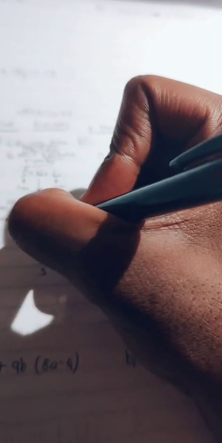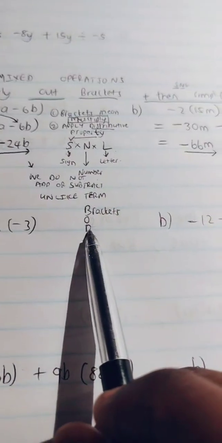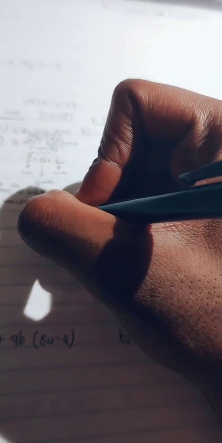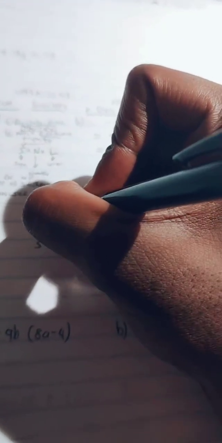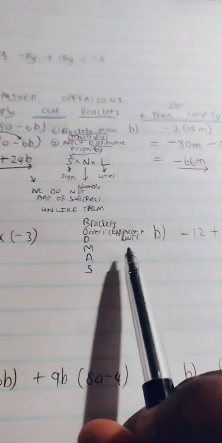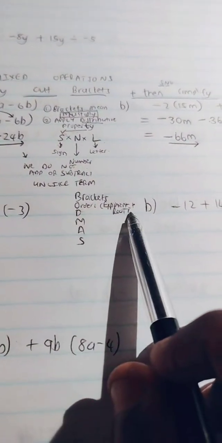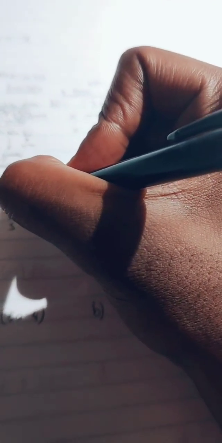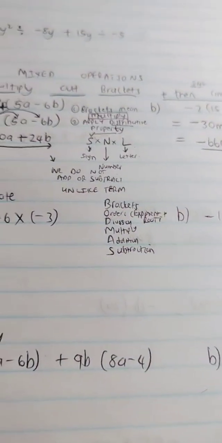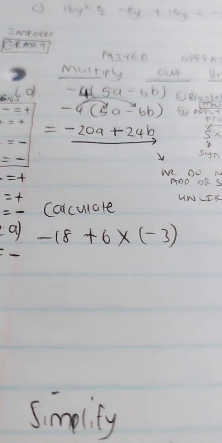It says whenever we are given those, we always start with the brackets. Then the orders, which mean the exponents. We always follow with exponents and roots, if there are any. That's what O, or orders, means. D, we follow it up with division. M, we then follow it up with multiplication. A, addition. S, subtraction. So let's come here to this problem and see what can be done.